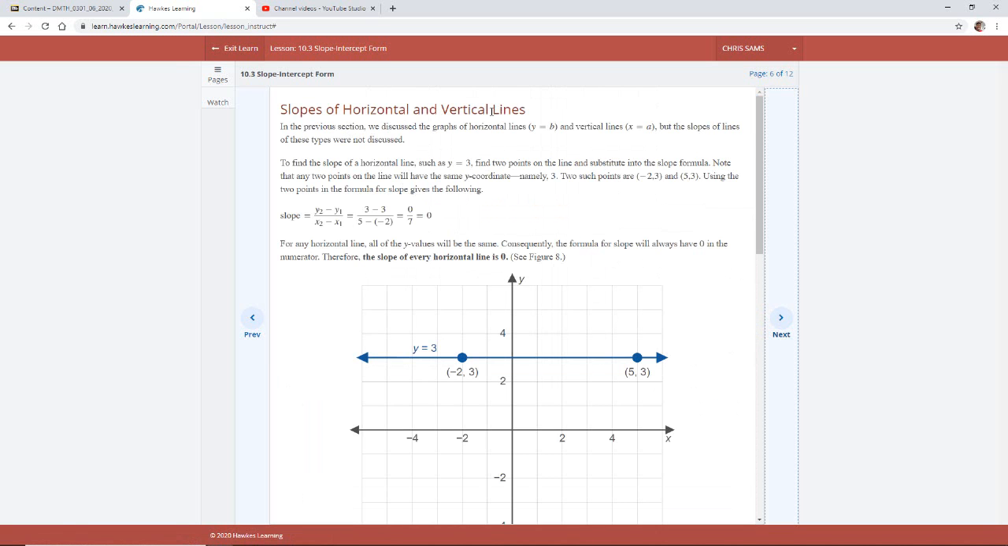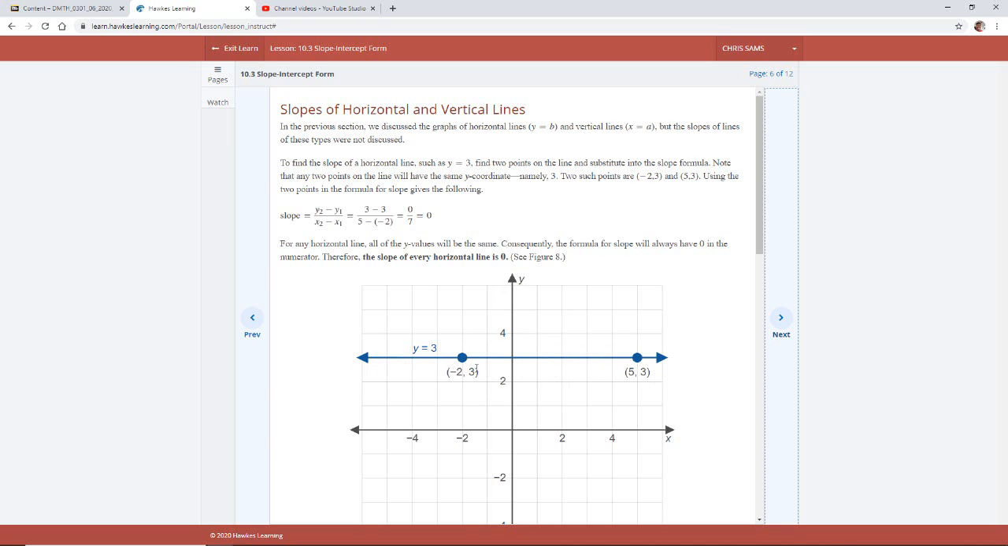So, horizontal and vertical lines. A horizontal line is going to be y equals some number. A vertical line is going to be x equals some number. These are y equals and x equals because y will only cross the y-axis. Right here, here's the y line. It will only cross y, and it will stay on whatever that y value is.